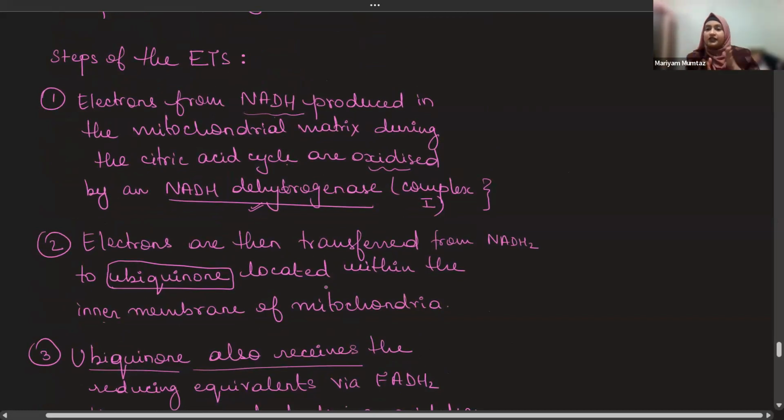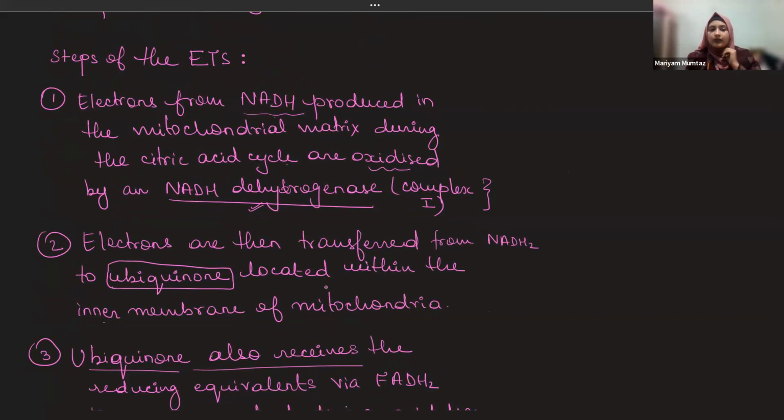The first step was that the electrons from the NADH, which is produced in the mitochondrial matrix during the citric acid cycle that we studied previously, are oxidized by a complex known as NADH dehydrogenase. So electrons from the NADH are sent to the NADH dehydrogenase.